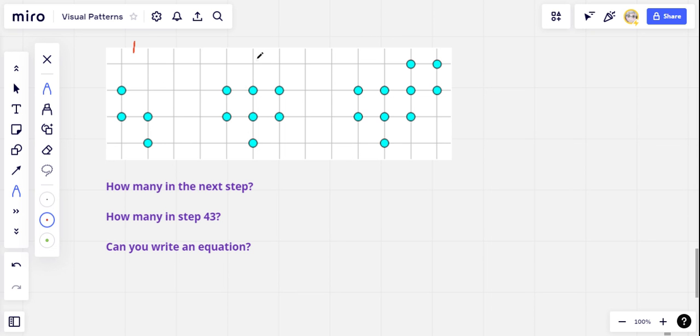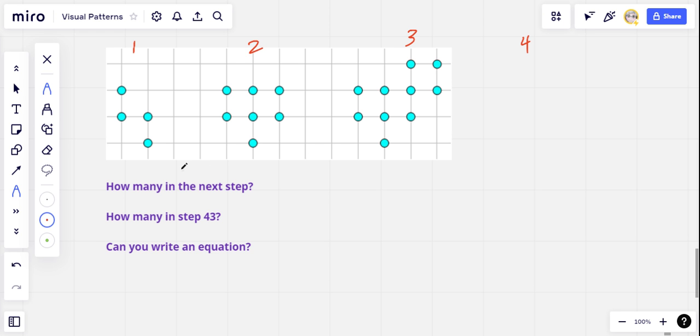Here is step one of our pattern. Here's step two. Here's step three. And your challenge would be to predict the number of dots that would appear in step four. If you can do that, can you find the number of dots in step 43? And can you write an equation that could be used to express the number of dots in any step at all? So that's the challenge. If you'd like to accept it, pause the video and work it out.